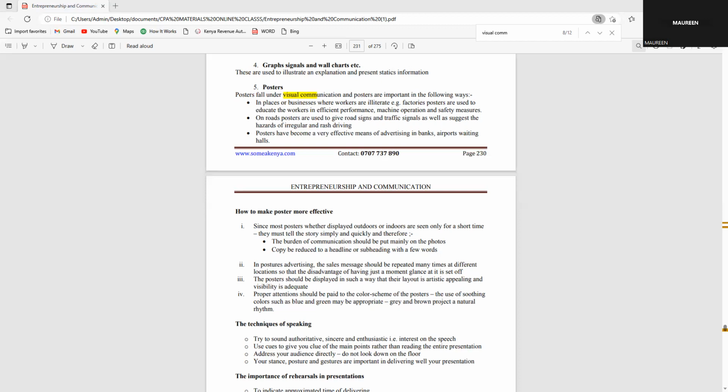The question reads, outline five characteristics of a well-structured... no, that one is another one. Question 5B says, give three functions of downward communication in an organization. That one is under the flow of communication in an organization. That question is coming from flow of communication in an organization.